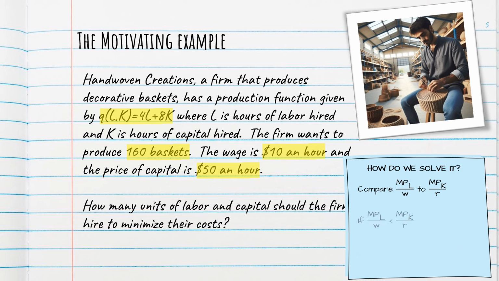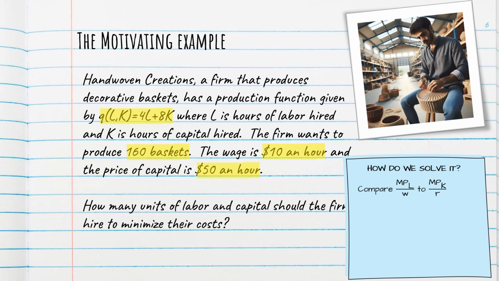If the opposite is true and the marginal product of labor over the wage is less than the marginal product of capital over the rent, that means that we're getting more output per dollar spent on capital, and we should hire only capital. In this case, we conclude labor is 0 and capital is hired until we are able to produce 160 baskets.